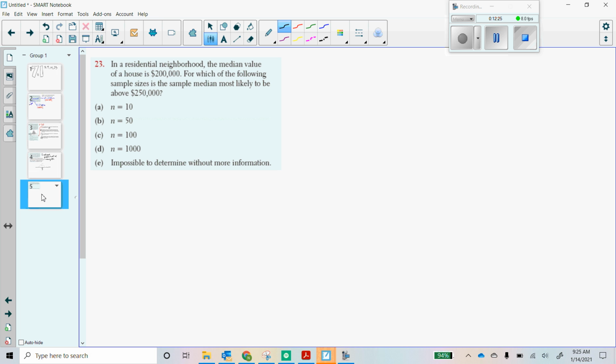Lastly, number 23 was a multiple choice question. In a residential neighborhood, the median value of a house is $200,000. For which of the following sample sizes is the sample median most likely to be above 250? Okay, so above 250 is considerably farther away from the true median. One thing to keep in mind is that the bigger your sample size is, the more accurate the statistic is going to be for estimating the parameter. So I'm going to jot that down real quick.